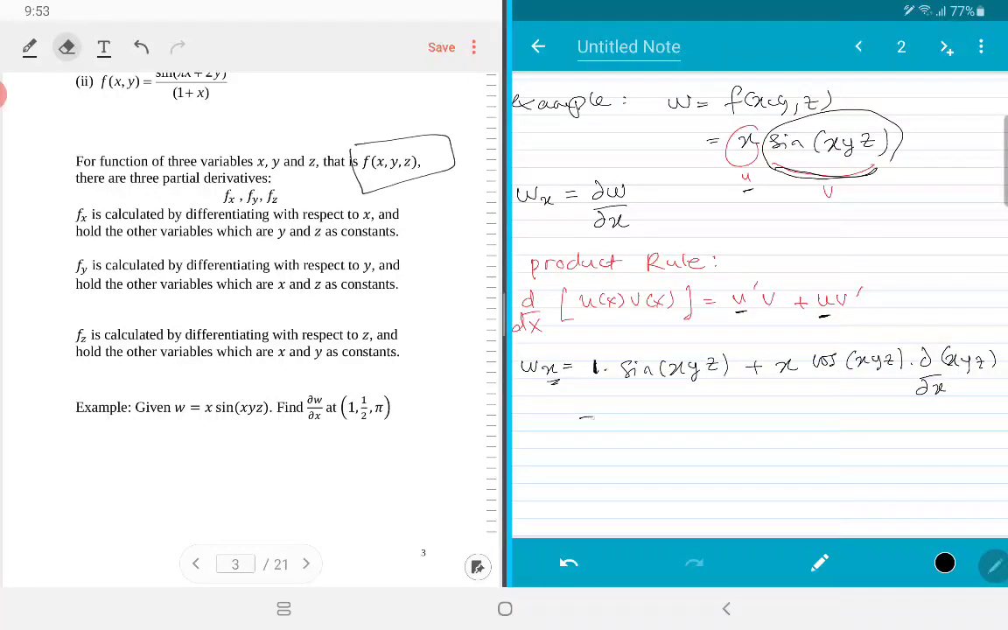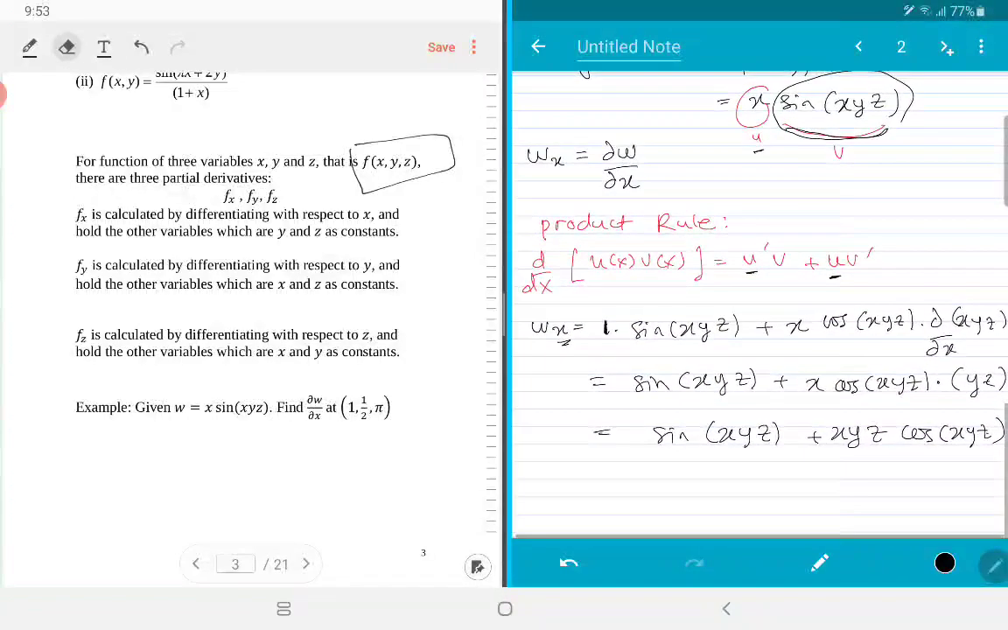Okay, so simplify this, we get sine xyz plus x, of course, I'm doing this very slowly. Some of you can do this very quickly. That will give us yz, because we consider y and z as constant. Differentiate x, we get a 1 times y times z, that will be yz. Simplify this even further, we have sine xyz plus xyz cos xyz.